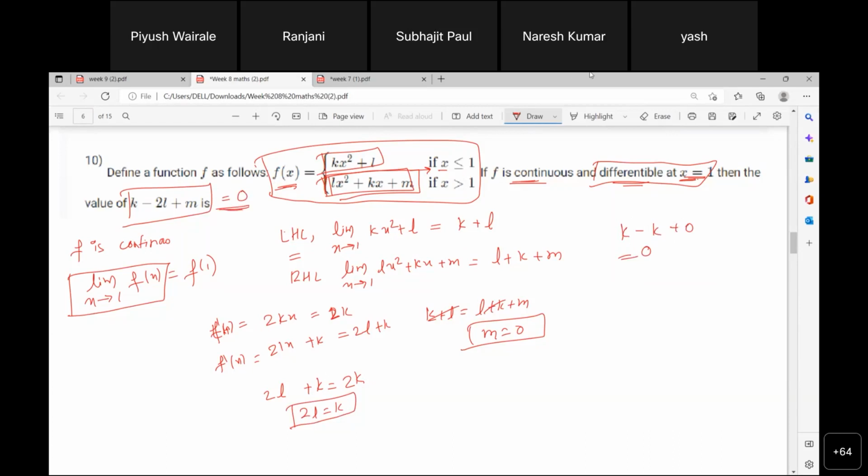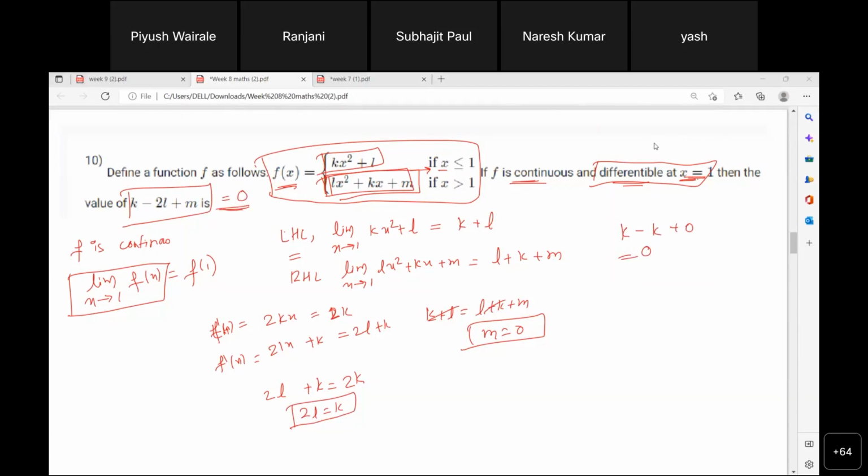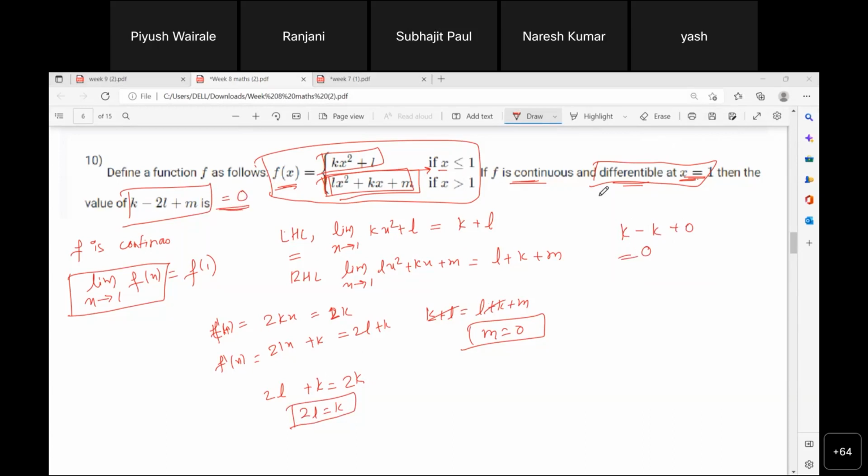Any doubt in this problem? Yes, anyone? Piyush, I have a question. Once you differentiate, you have to substitute the value of x to get the actual value. Yeah, okay. I should have directly written it here, so I should mention it like this. So this f dash of 1 is differentiable at x equals to 1, so I will get 2k. Similarly for this function also.